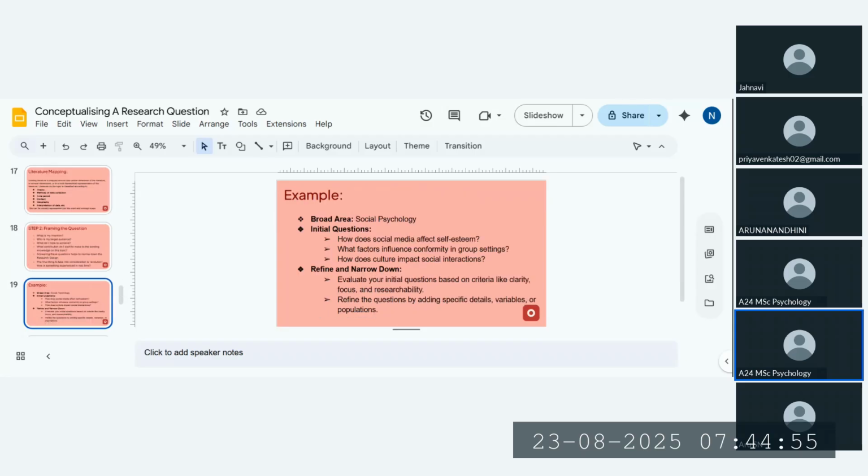So, we will take a quick look at an example here.